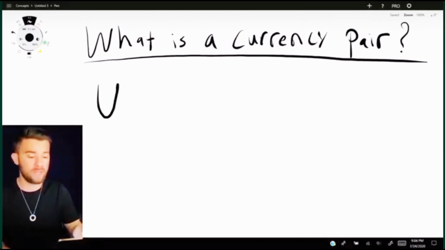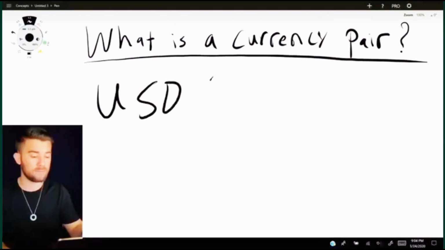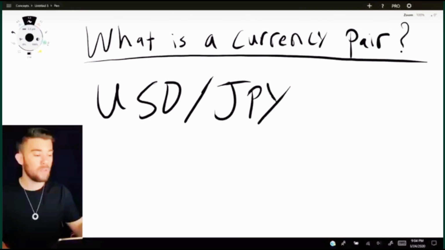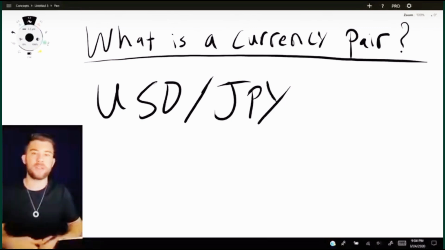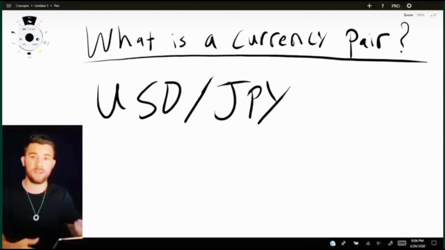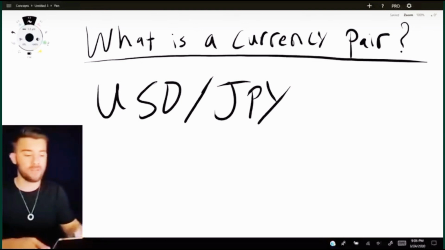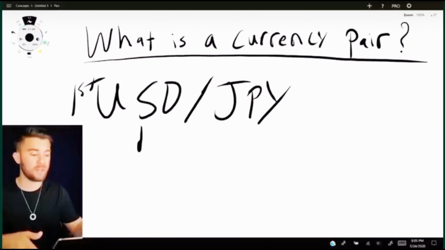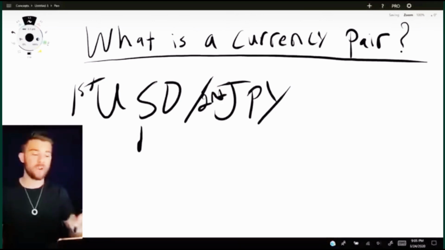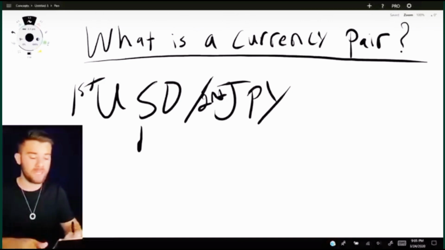So the USD/JPY is the dollar yen. With the dollar yen, which one of these pairs is a base pair? Is it the dollar or the yen? Hopefully you said the dollar, right? Because the dollar is the first pair in the equation. The yen would be the second pair in the currency pair. So with the dollar being the first pair, that means it is the base currency of this currency pair.